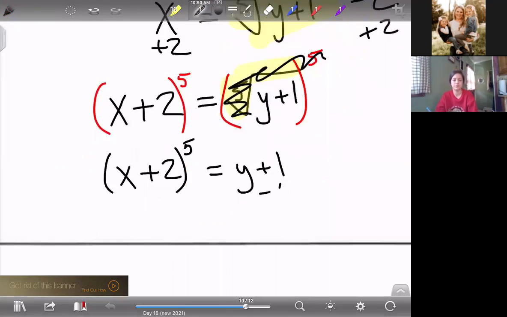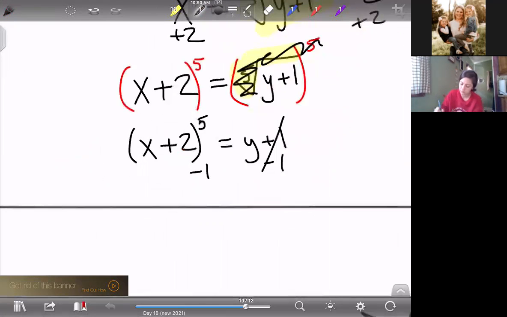And now to get y by itself, we're going to subtract 1 from both sides. It's going to give us y equals, in parentheses, x plus 2 to the 5th. The minus 1 just gets written out at the end. Similarly to last time, I can't combine that 2 and the negative 1 because the 2 is in parentheses being raised to the 5th power.